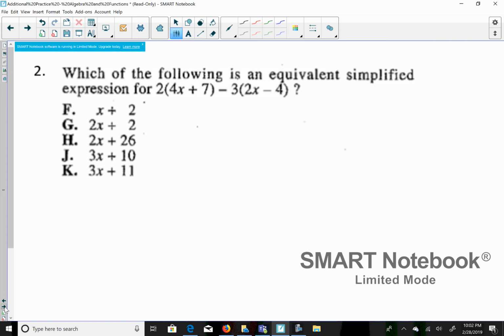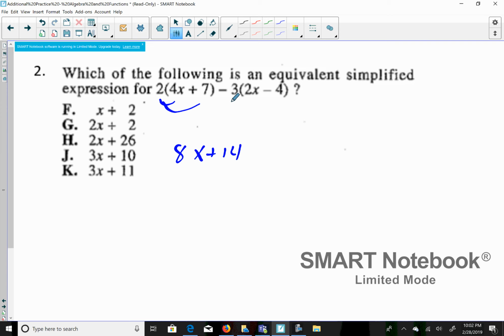Number 2, which of the following is the equivalent simplified expression for 2 times the quantity of 4x plus 7 minus 3 times the quantity of 2x minus 4? I'm going to distribute the 2, which is pretty straightforward. I'm going to have 8x plus 14.